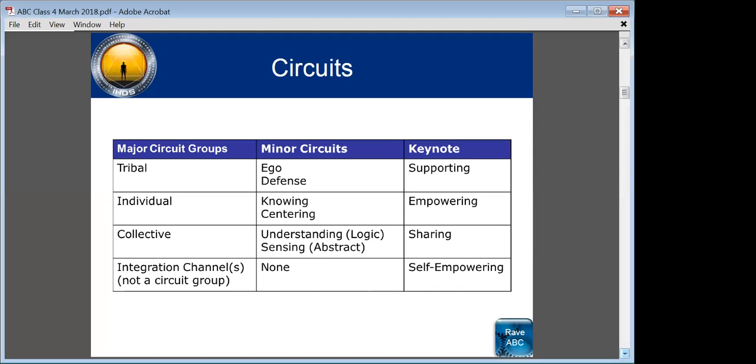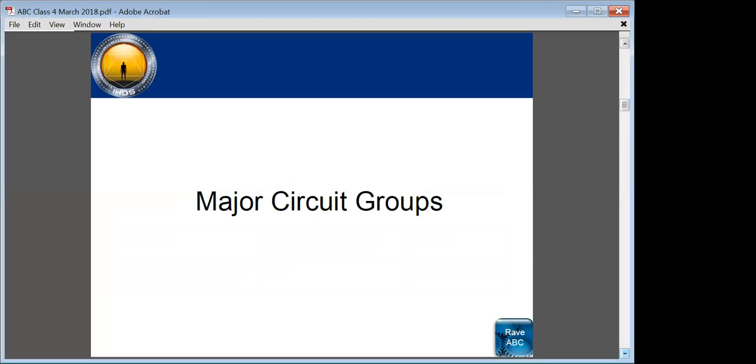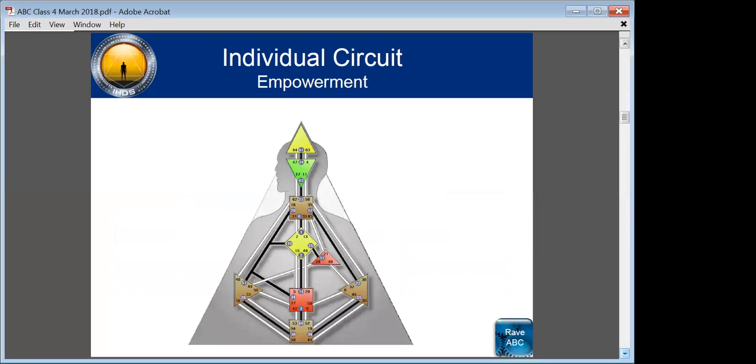It's not how you're integrating necessarily in the same kind of way with the world around you that individual is. So we'll talk about that when we talk about integration. So we'll focus today first on the major circuit groups. And as we begin, I'm going to begin with individual circuit, the one that's all about empowerment.